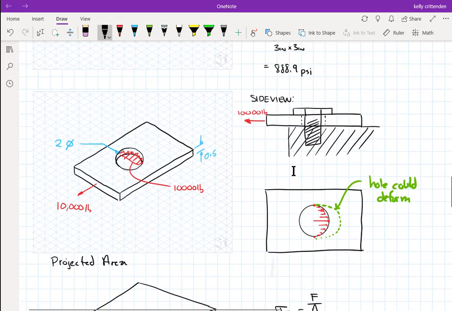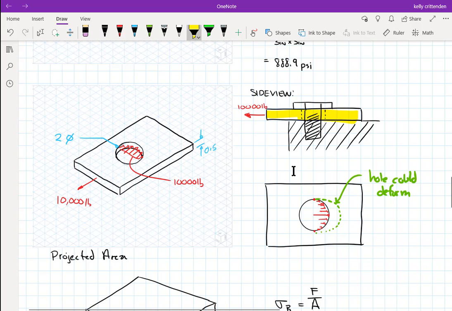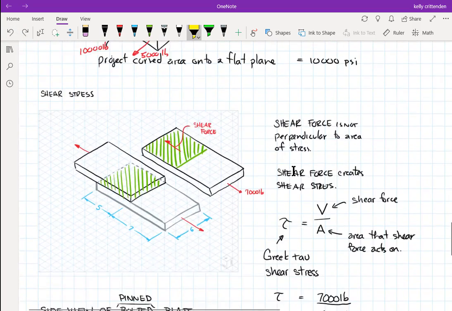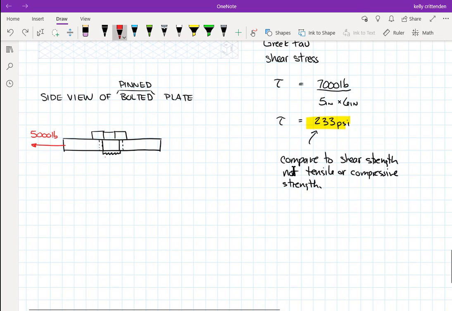So basically, this part goes that way. So what would have kept it from doing that is this little force right here. So that would be our shear force, V. And it looks like for this piece to not go flying off to the left, that V needs to equal 5,000 pounds. Otherwise, it's not in equilibrium. So the question is, can the bolt handle 5,000 pounds of force right there?